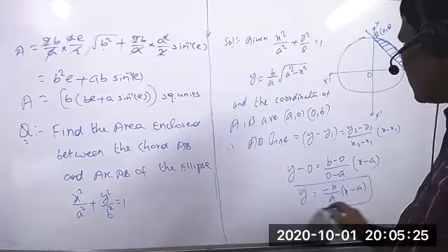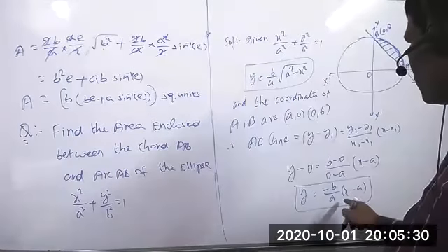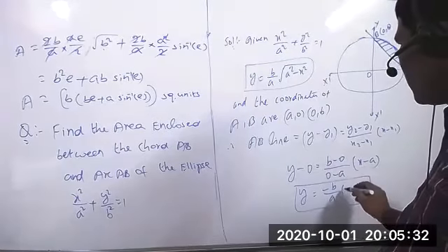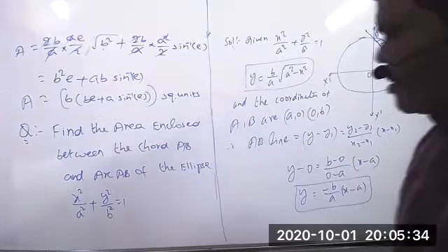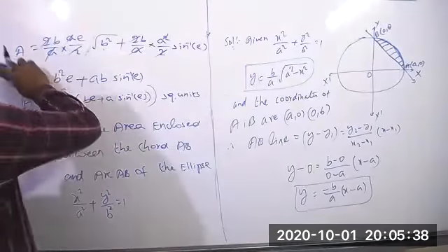And this also you can remember: this equation is for the ellipse, this equation is for the line. Okay. Now find the area.